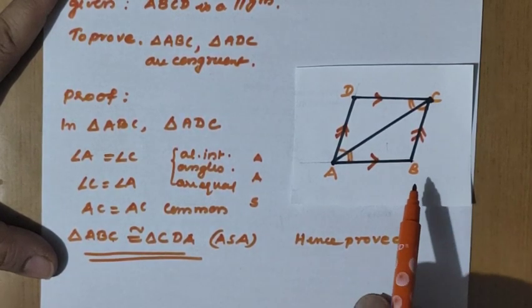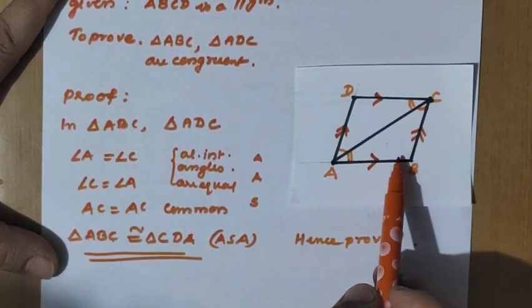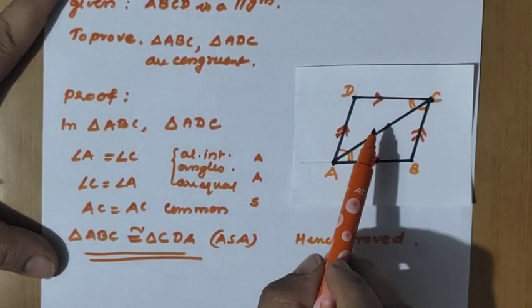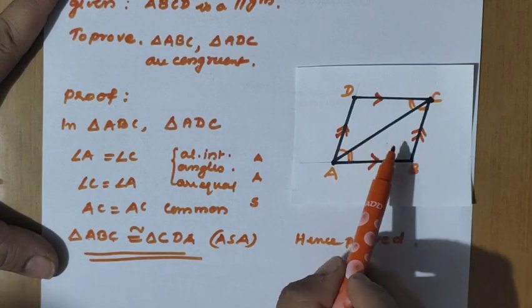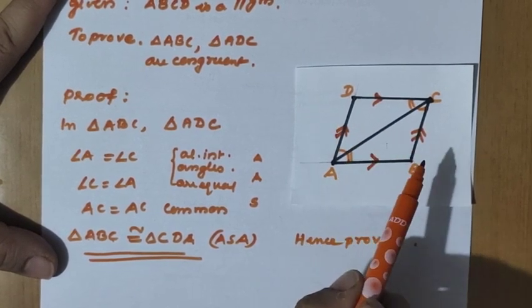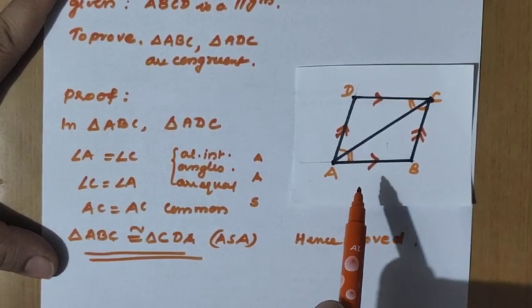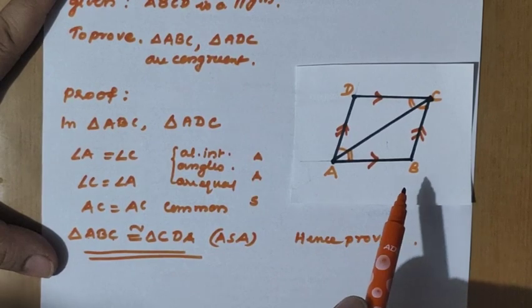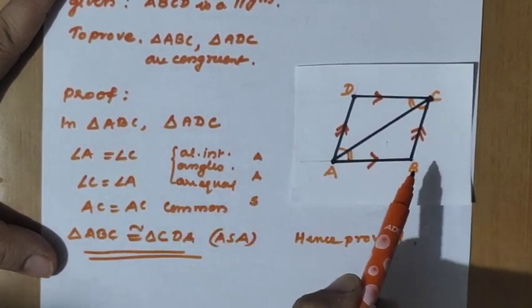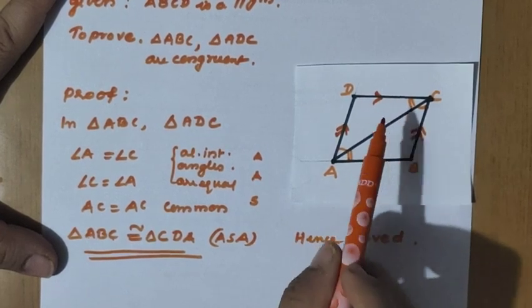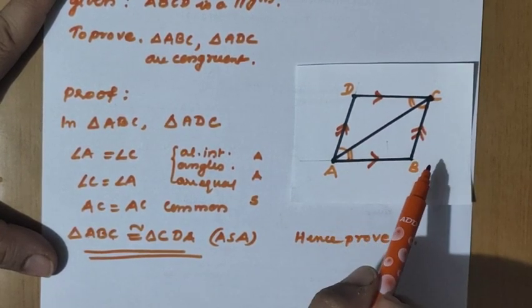So what we have to do here is join the diagonals. By joining the diagonal, the parallelogram is divided into two triangles. What is to be proved? That these two triangles are congruent. For that, we can use the definition of the parallelogram now, because in quadrilateral ABCD, the definition says two pairs of opposite sides are equal and parallel.